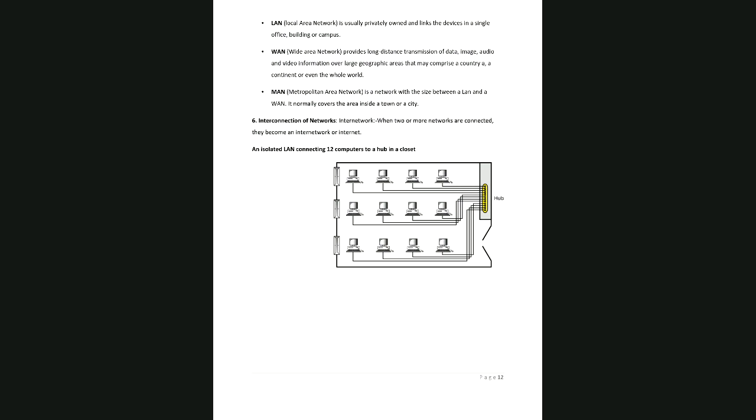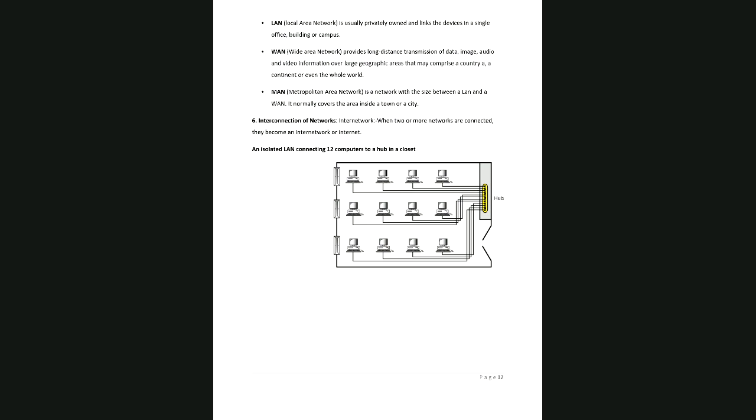Last is your MAN, that is a metropolitan area network, which is a size between a LAN and WAN. It is not big, not small. It is an intermediate size between the LAN and the WAN. Normally it covers an area, city or a town. That is why we call it a MAN.